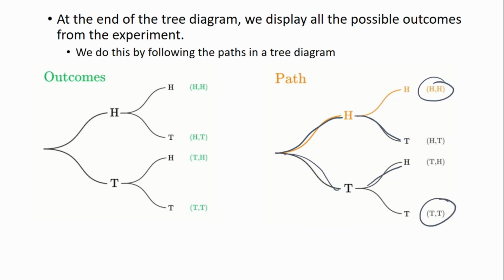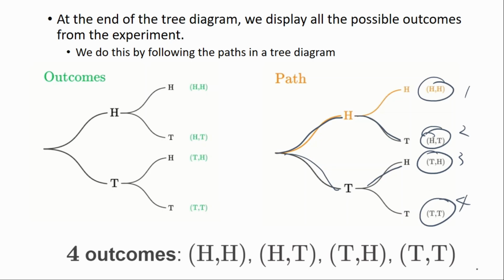And each of these parts here, just at the end, they represent an outcome. So there's a total of 1, 2, 3, 4 outcomes as shown there. First one's heads, heads, and then heads, tails, tails, heads, and tails, tails. They're all our possibilities. Alright, let's have a look at this example here.